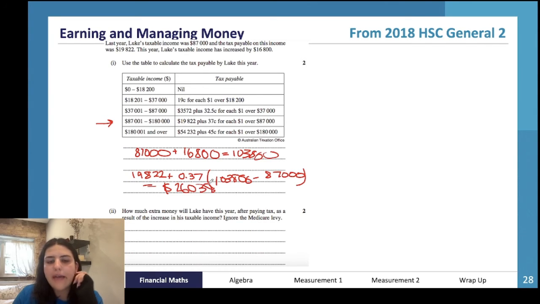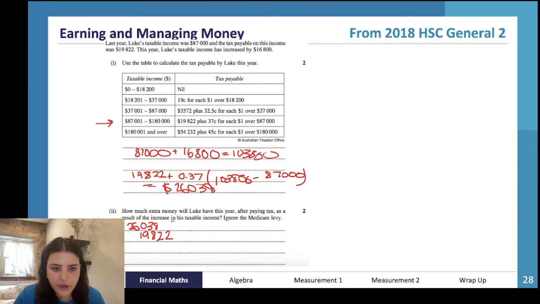And then how much extra money will he have this year after paying tax as a result of the increase? Ignore the Medicare levy. It's just a minus problem. So last year he paid 19,822, and we want to subtract that from 26,038. 26,038 minus 19,822 gives us a difference of $6,216.